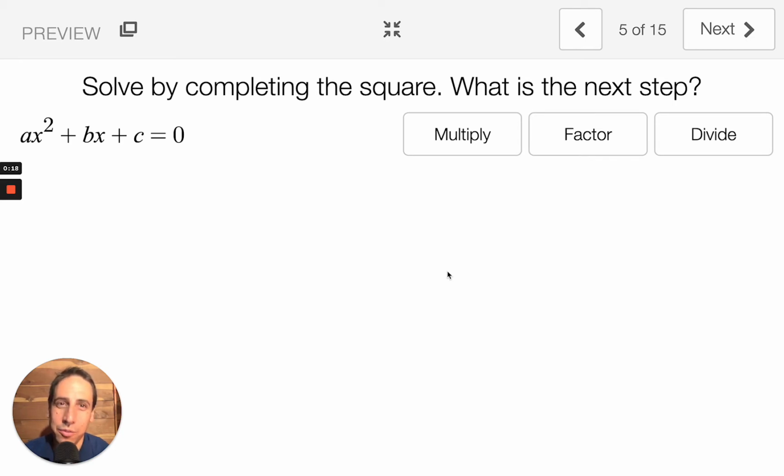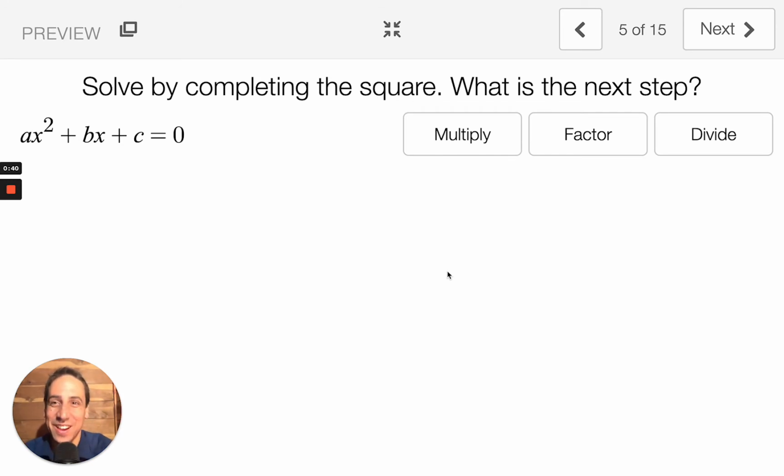Solve by completing the square. What is the next step? Literally, A, B, and C have actually no numbers here. We're going to really just use A and B and C, and we're going to complete the square. We've been working on completing the square for the past 3 lessons, and here it's just all going to culminate, and we're just going to see what happens if we're not given any numbers.